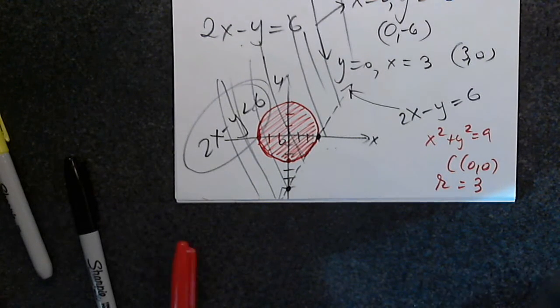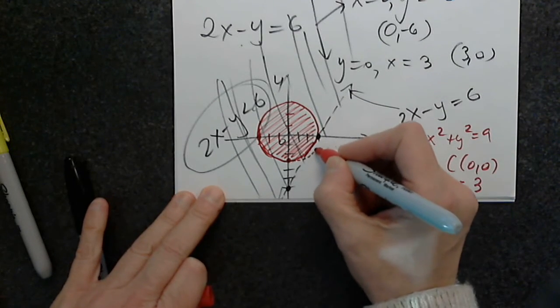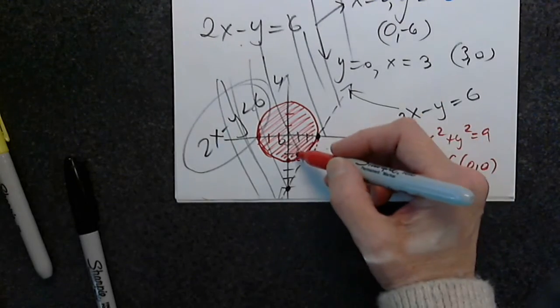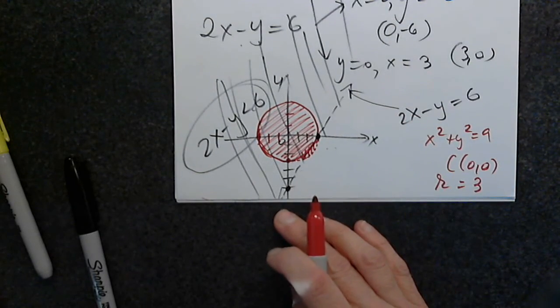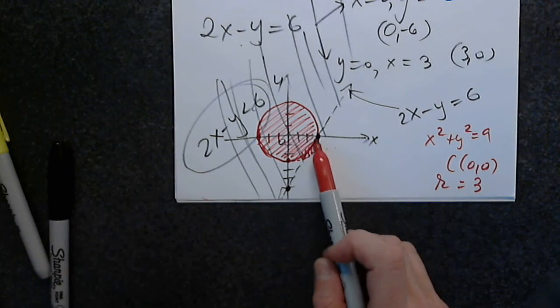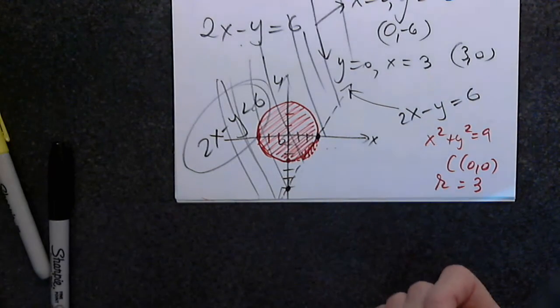Now, I do have a dilemma here. And here's my dilemma. Is this line really tangent to the circle? Or my graph should have been this way? So I don't know. What I'm going to do is to see whether the line crosses the circle in 1 point or in 2 points. How do I do that?